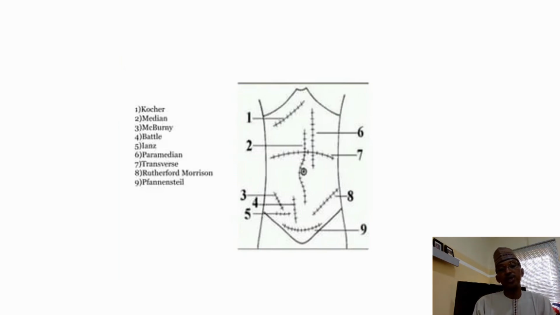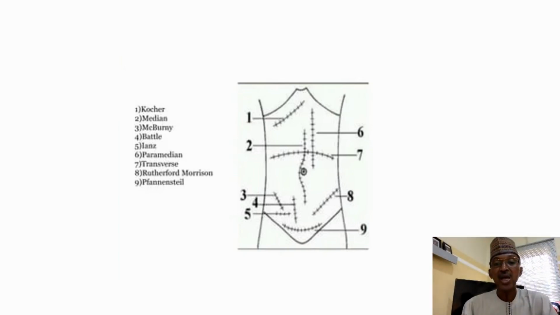Also, if somebody wants to expose certain structures like the common iliac arteries or common iliac veins, one can get access to these structures by using this Rutherford Morrison incision. Again, there is also another incision that can be done, and this is the seventh incision here, what we call a transverse incision, that is done across the transverse part of the abdomen, and you can see that it extends from the right side down to the left side.